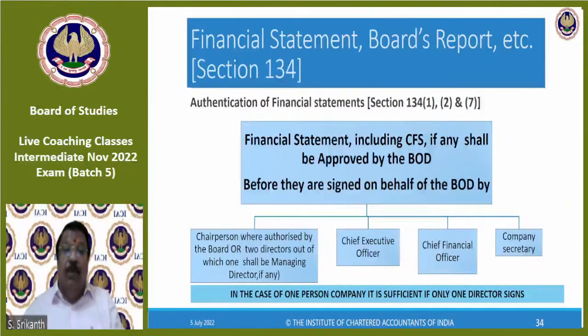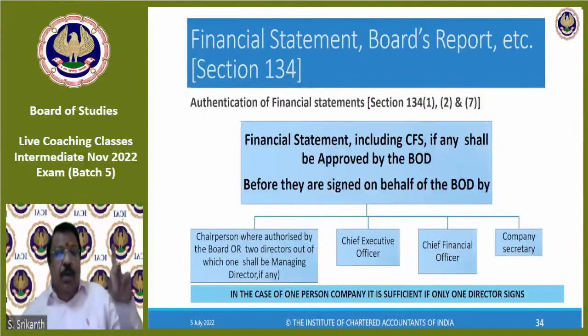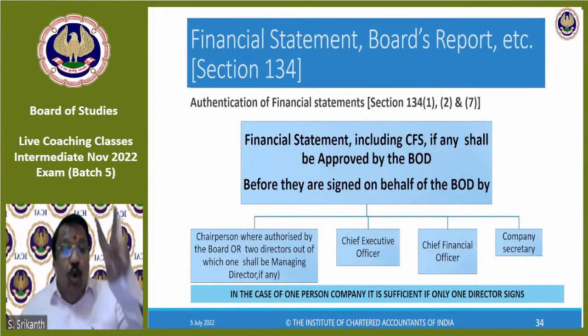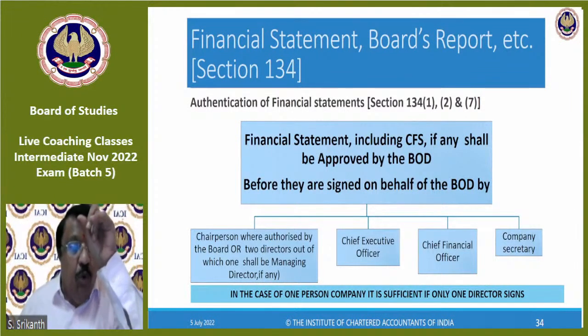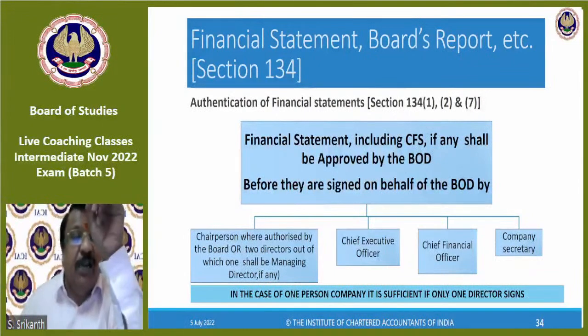Chairperson of the board. There will be a chairperson of the board. We are authorized by the board. So the chairperson, if there, can sign. That's all. Only one sign of the chairperson is enough. In case the chairperson is not there, that chairperson should be authorized by the board. So there will be a board resolution authorizing the chairperson to sign. No problem. Or two directors, out of which one shall be managing director, if any.